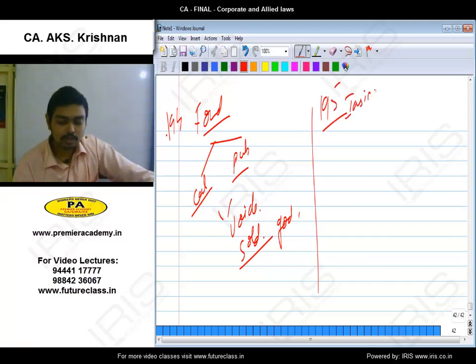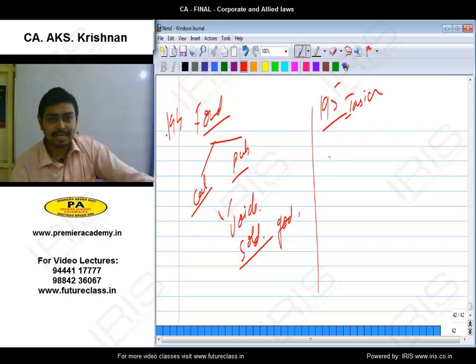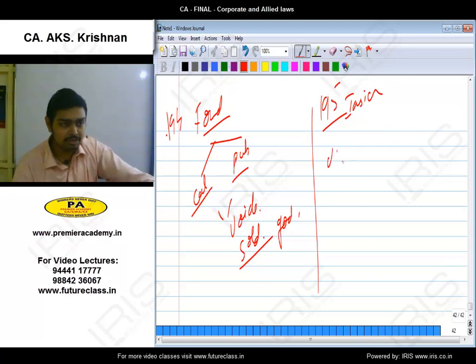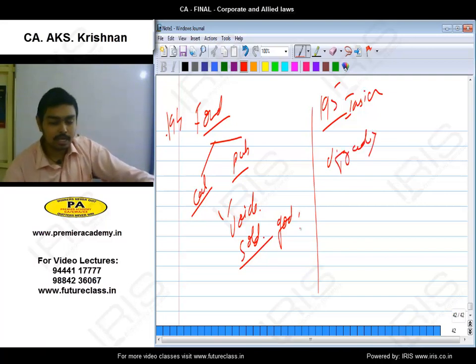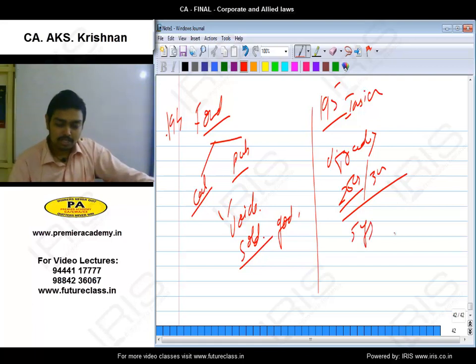Then section 195, what is this? Insider trading. Then what happens? A person with access to unpublished price sensitive information of the company should not disclose it to outsiders and should not trade. Correct? Then the violation amounts to 25 crores or three times the profit, whichever is higher, and 5 years.